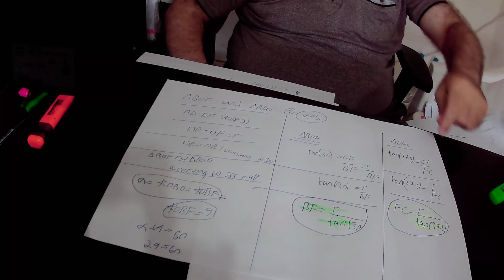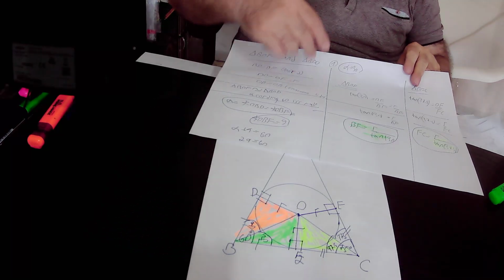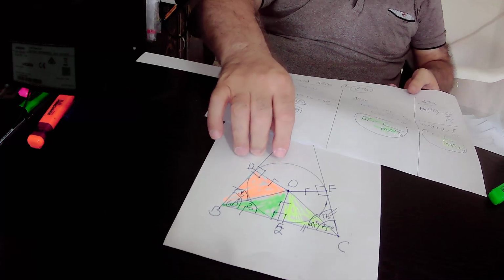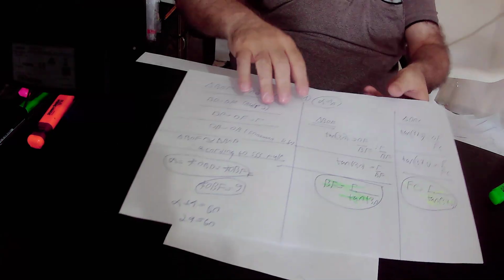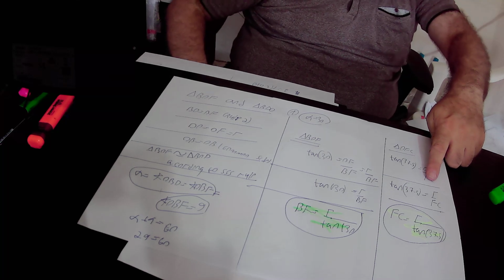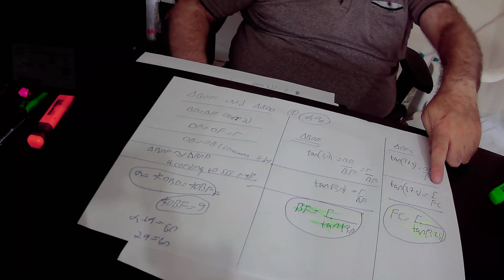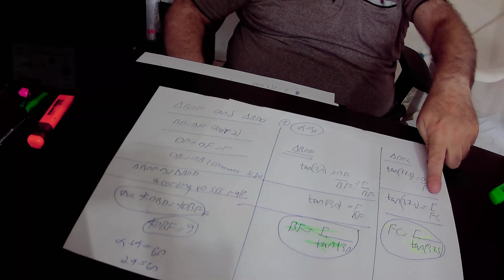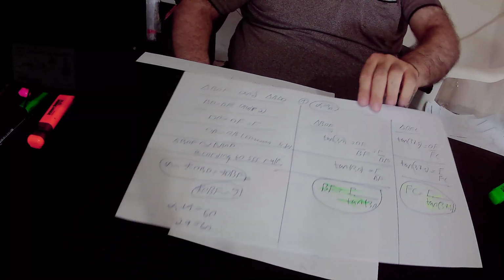So tangent 37.5 degrees equals OF over FC, that is R over FC. In conclusion, tangent 37.5 degrees equals R over FC. We multiply this equation by FC and then divide it by R, and we get that FC equals R over tangent 37.5 degrees.